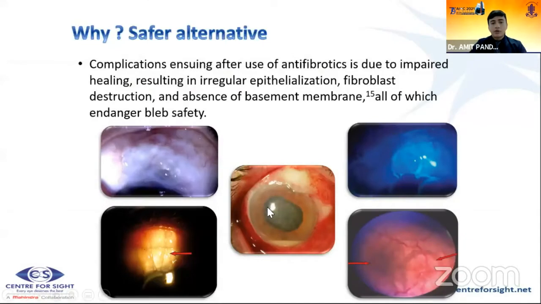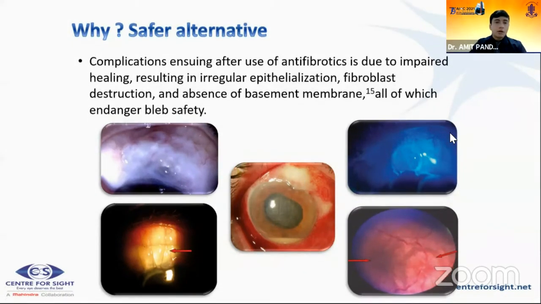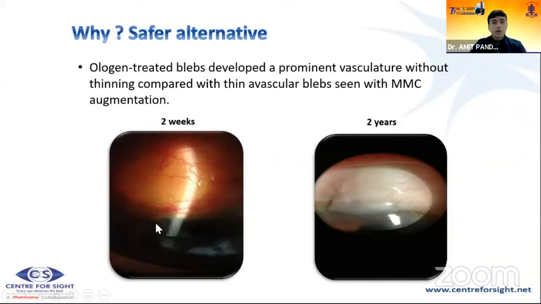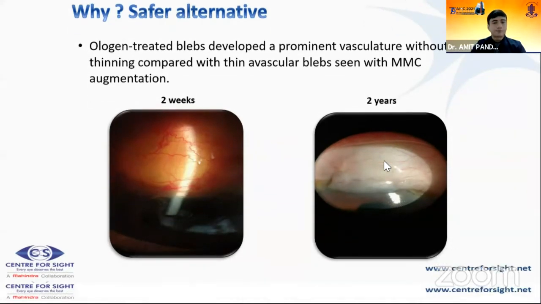These complications we see in our OPD are not very rare, not very uncommon, but these are not complications of trabeculectomy per se. These are complications of the use of antimetabolites. This is the kind of bleb that you get with Ologen. As you can see here, the vasculature of the conjunctiva over the bleb area is normal looking, and you do not get a thin avascular bleb as you see with mitomycin C.